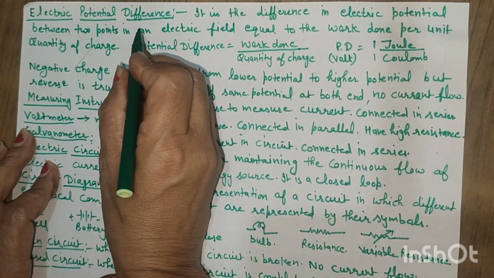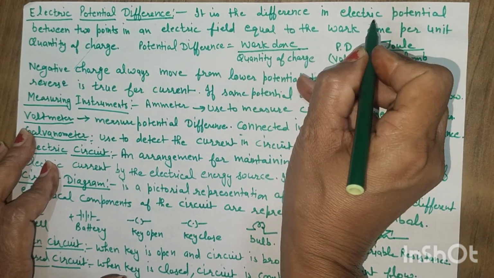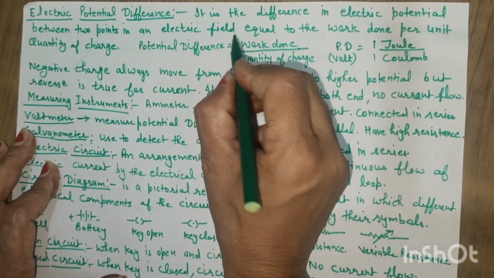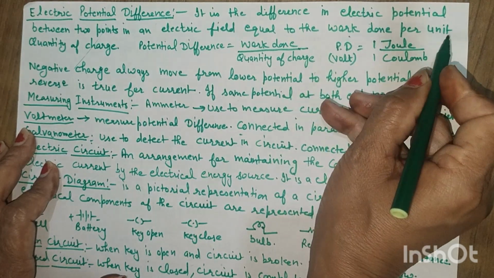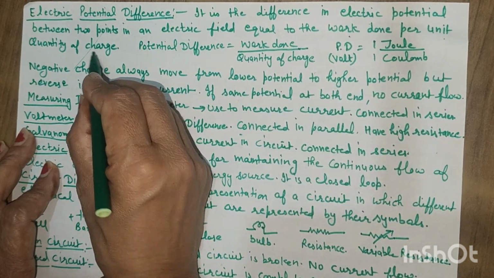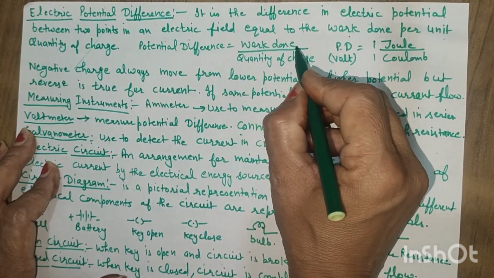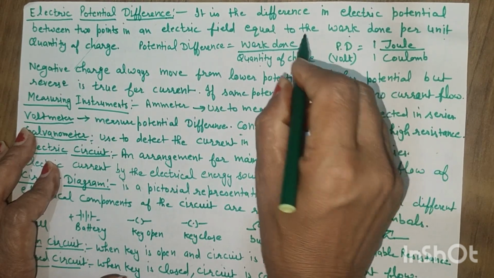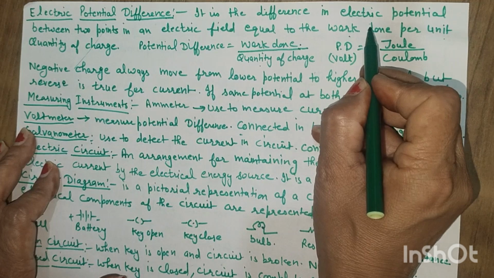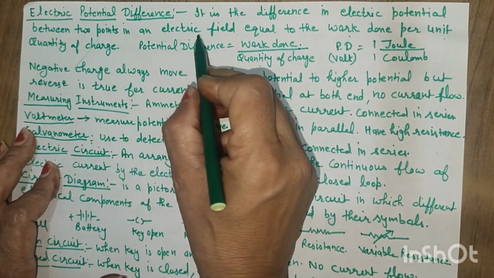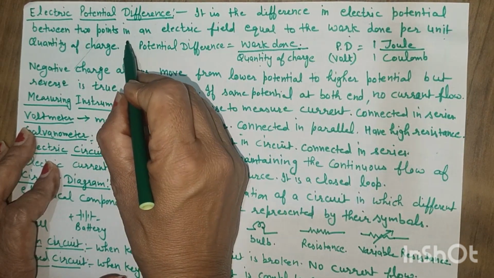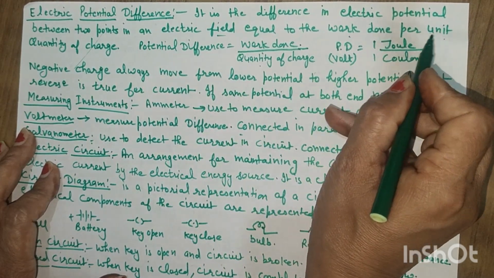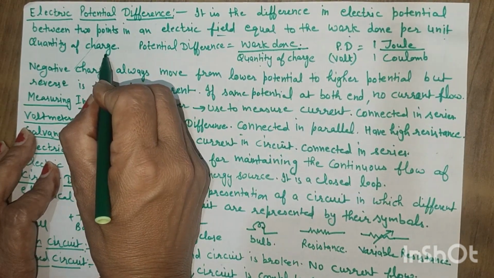Electric potential difference is the difference in the electric potential between 2 points in an electric field, equal to the work done per unit quantity of charge. That is, the difference in potential between the 2 points in an electric field is equal to the work done per unit quantity of charge.